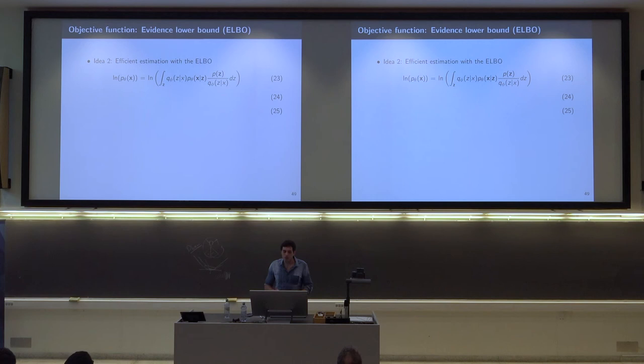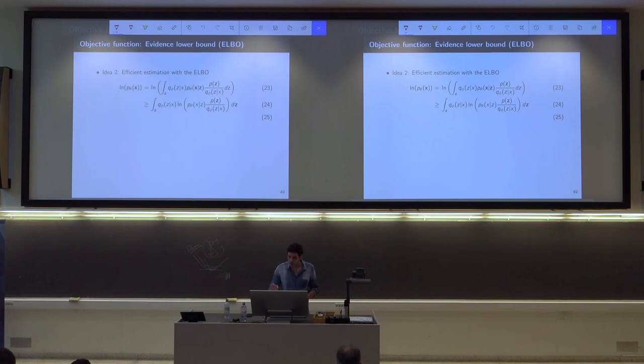Next we can use the Jensen inequality, because the log is concave, so the log of the average is above the average of the logs. I'm averaging with respect to q phi, so that stays out of the log. The log moves inside the integral, and here I just copied everything. So that's just Jensen inequality. Now we have an inequality here.